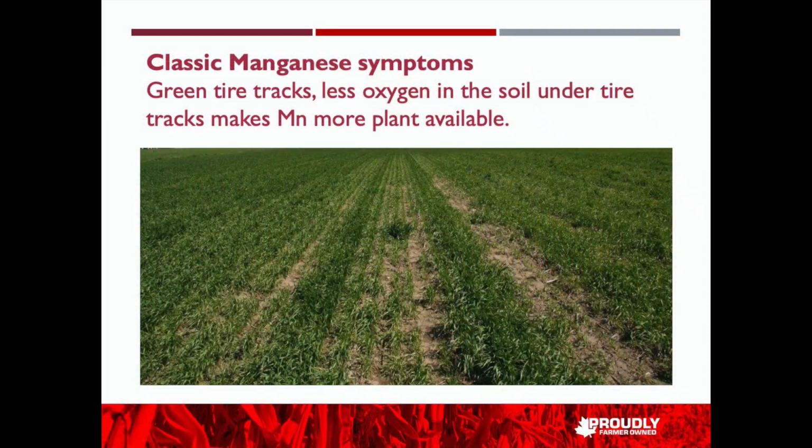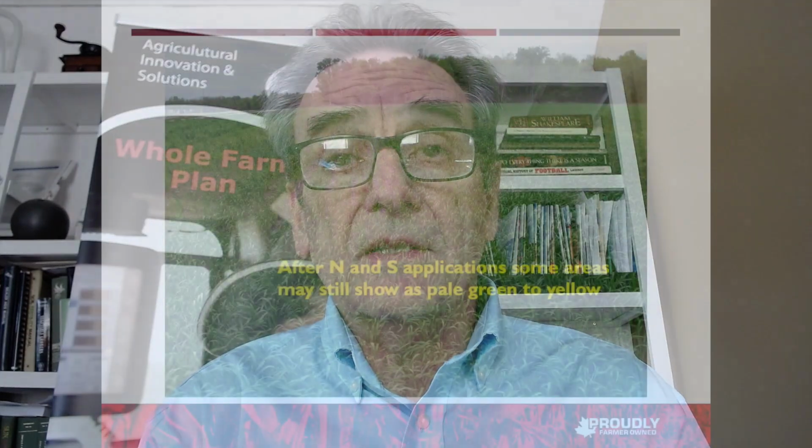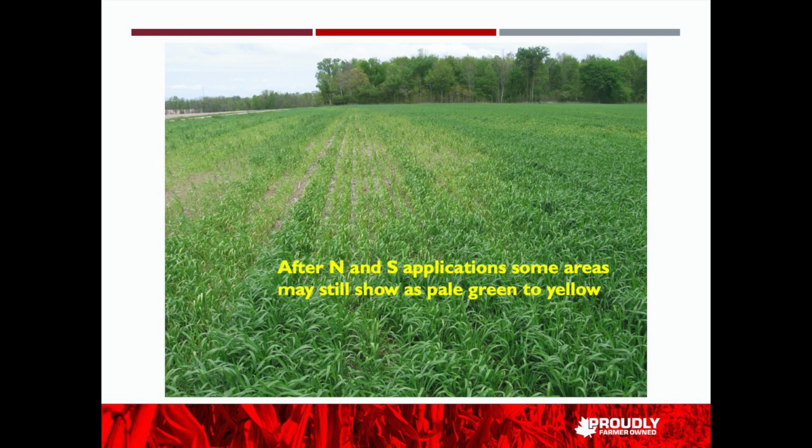So the evidence of that out in the field is seeing tire tracks in the field from various implement passes. And what that's showing you is the soil in the tracks have been compressed enough to reduce the oxygen content, and the manganese availability is increased, and plants growing in those tire tracks are finding lots of manganese, so they're a lot greener than the rest of the field. So that's what you're seeing out there.